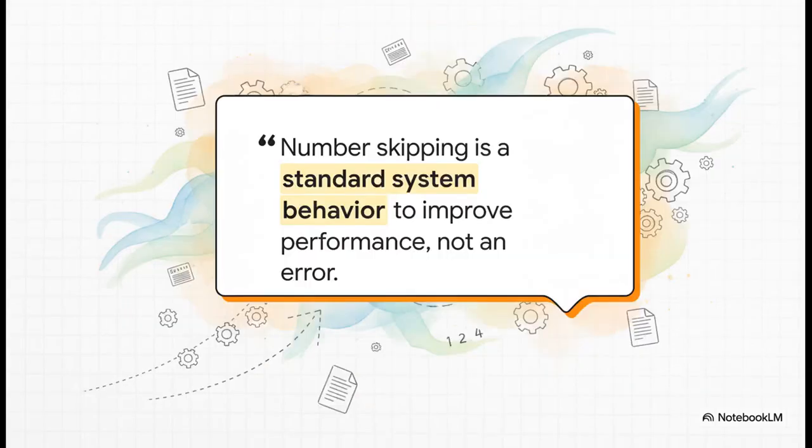So from now on, when you see a gap in the numbers, I want you to think something different. Don't think error, think efficiency. Number skipping isn't a sign that something is broken. It's the sign of a healthy, high-performance system that's working hard to keep the business moving as fast as possible.